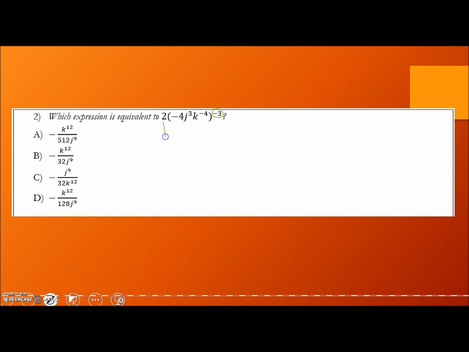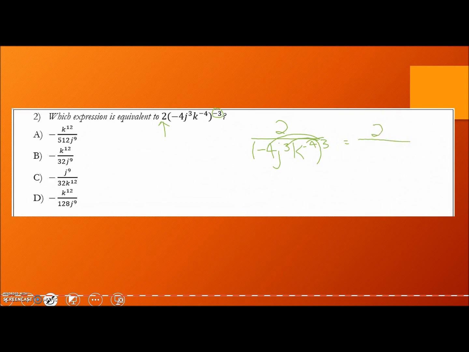So this 2 right here, it is going to stay on the top of a fraction because that negative 3 exponent does not apply to it. To make it a positive 3 exponent, I'm going to move that entire parenthesis, because that's what that negative 3 applies to, to the bottom. That becomes a positive 3. So then what I'm going to do is distribute that cube to everything on the inside.